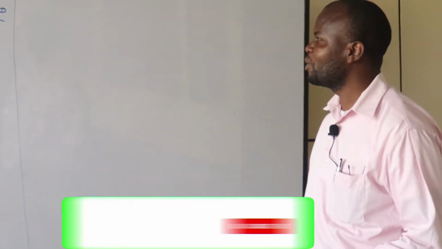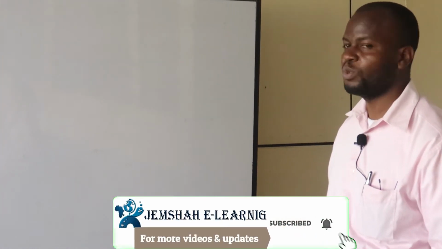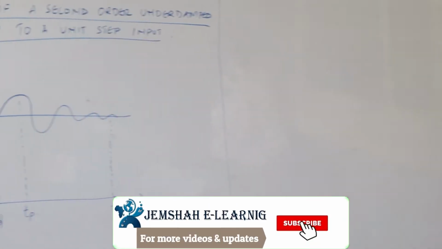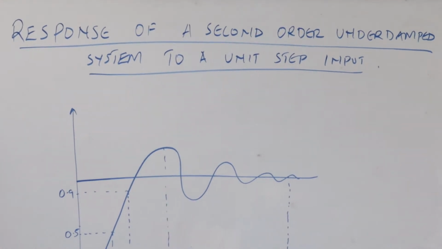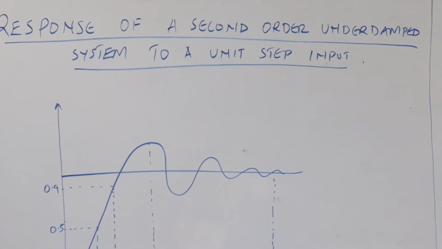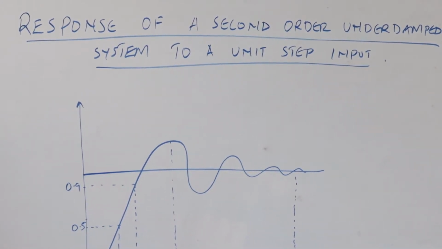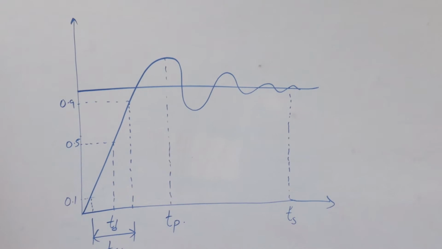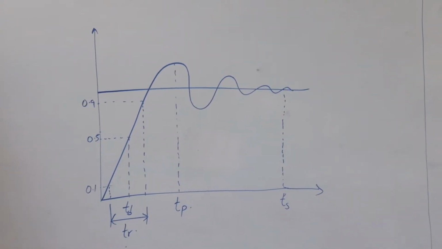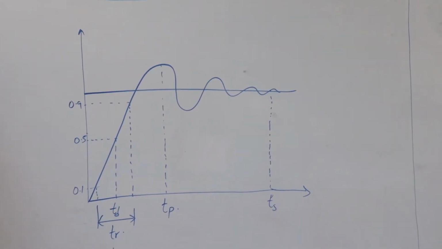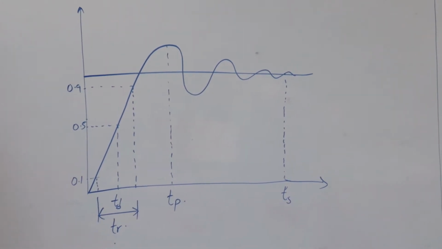Welcome to another session of control system, and as I promised, the next thing that we are going to look at is the response of a second order underdamped system to a unit step input, and that is now what we have on the board. The reason why we usually make reference to the unit step input is that it is the most useful and convenient input for the study of transient performance.